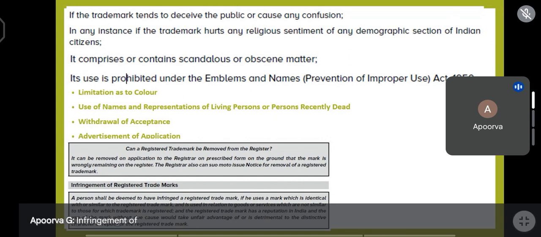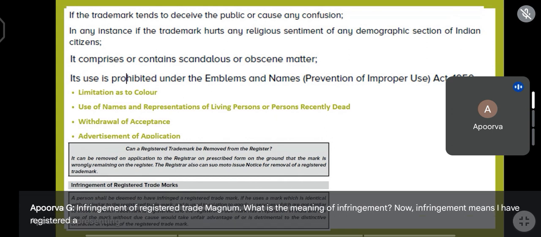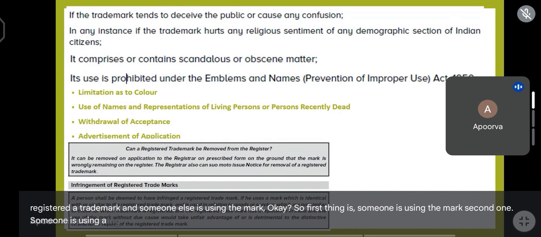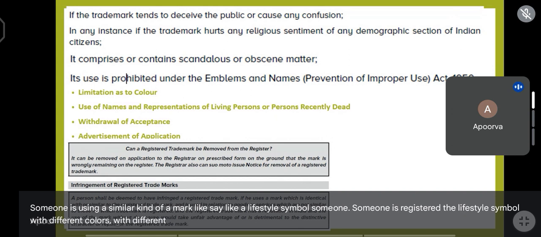Infringement of registered trademark. Now, what is the meaning of infringement? Infringement means I have registered a trademark and someone else is using the mark. Okay, so first thing is someone is using the mark. Second, someone is using a similar kind of mark, like say a lifestyle symbol, with different colors, with different outlines, and they are using it. So that is an infringement of a registered trademark.